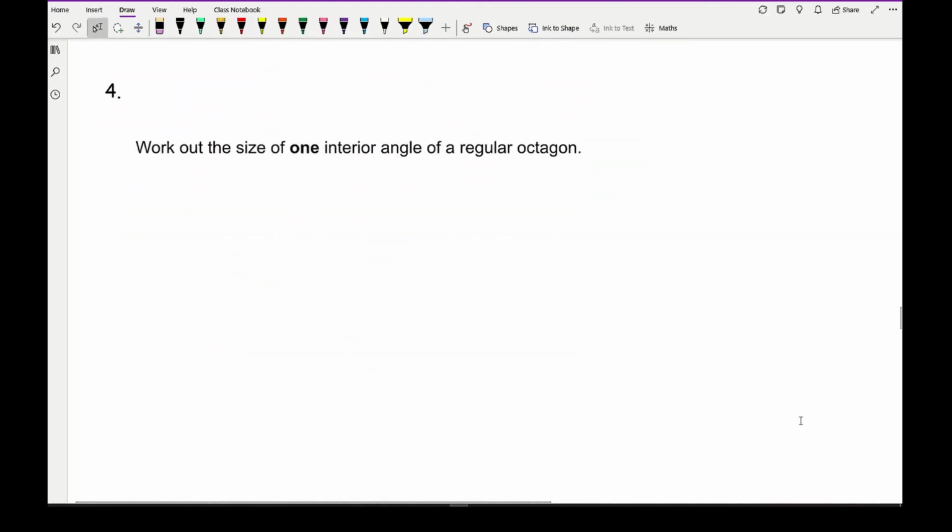Now with question 4, it says work out the size of one interior angle of a regular octagon. So again, very, very similar. This time we just haven't got a diagram. So again, your options are either draw an octagon, which I'll admit is probably not the easiest, but just to count 1, 2, 3, 4, 5, 6, 7, 8, that's absolutely fine. So again, pick a point, draw a line. So all you're interested in is how many triangles it's got.